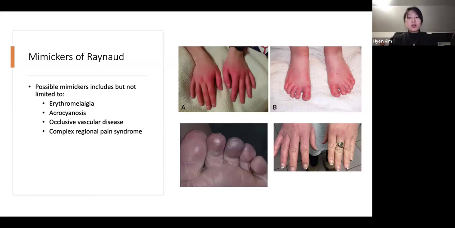So some of these are the mimickers of Raynaud. So when someone comes to me and says, oh, my fingers or my toes or hands change color at times, these are some of the things that we would think about in addition to Raynaud on our list of things to consider.